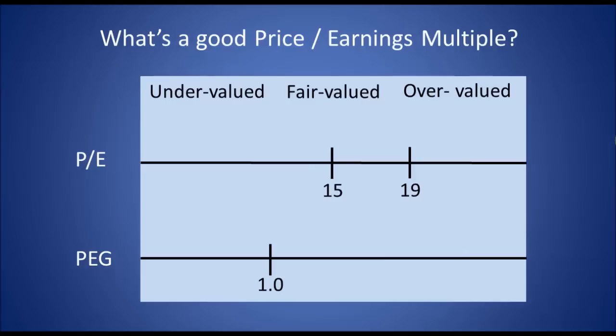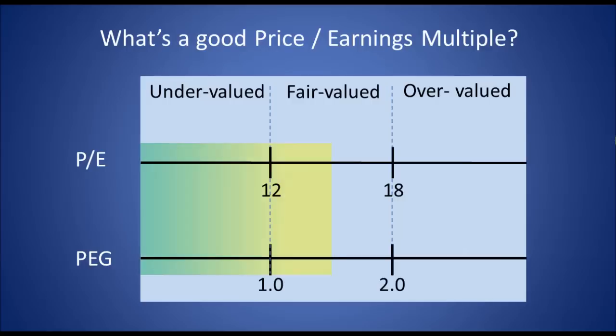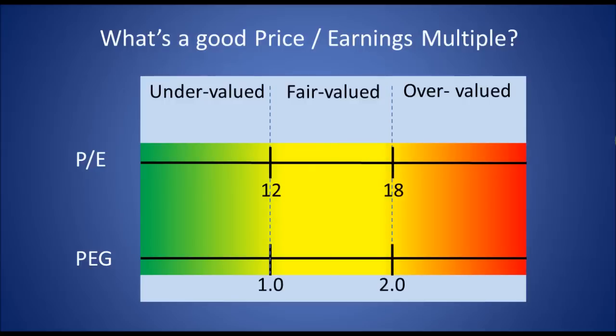For this illustration, we'll establish our fair value PE range as 12 to 18, and our fair value PEG range as 1.0 to 2.0. Once we've defined our fair value range in terms of PE and PEG ratios, we can look for bargains in stocks valued below our fair value range, and we may consider selling stocks valued above our fair value range. We would consider holding stocks that are in our fair value range. When we're looking for bargains and we find multiple stocks that meet our selection criteria, we'll compare the price multiples of these stocks to select the best value.